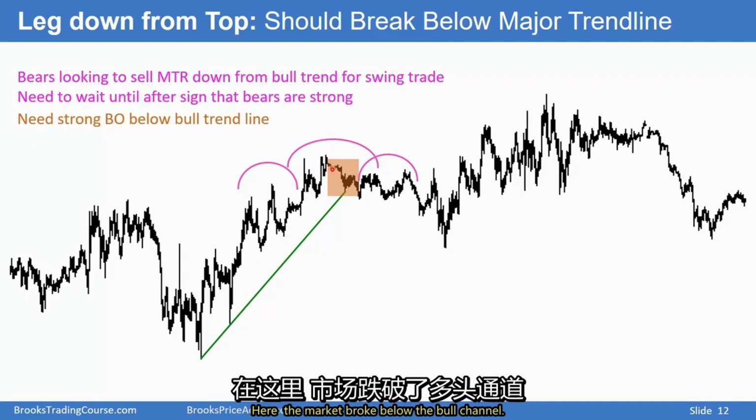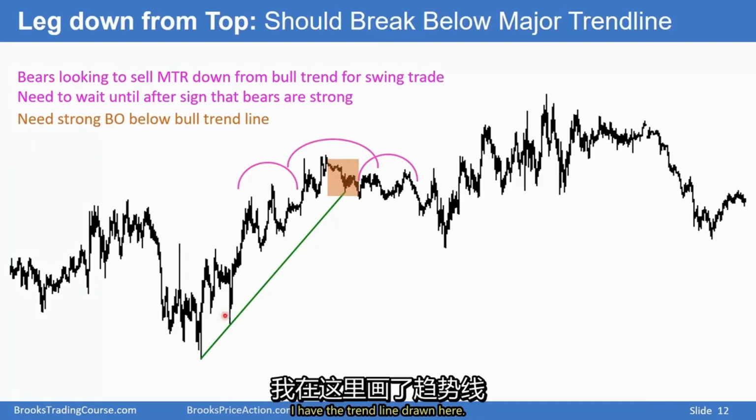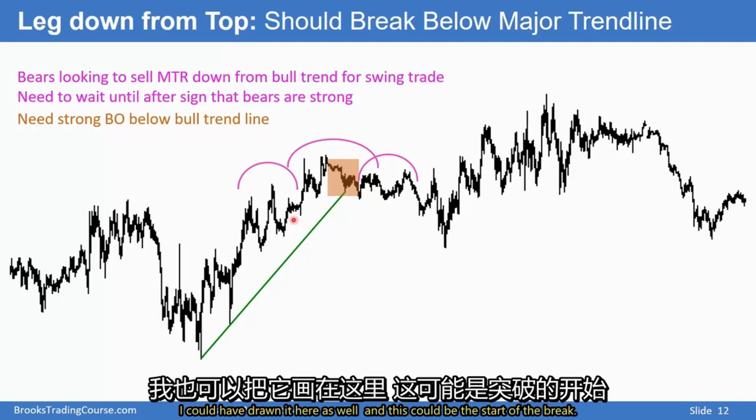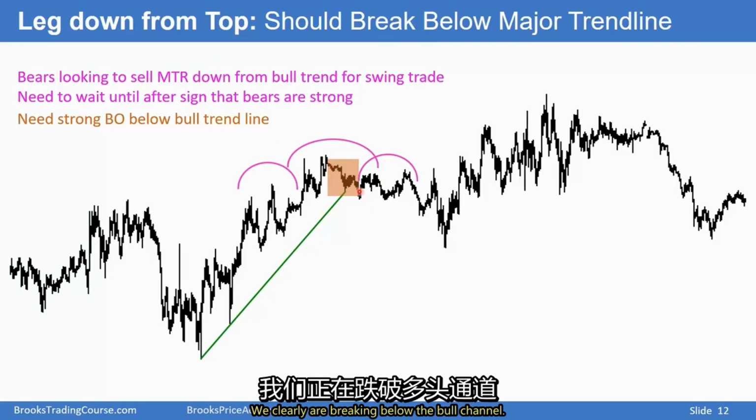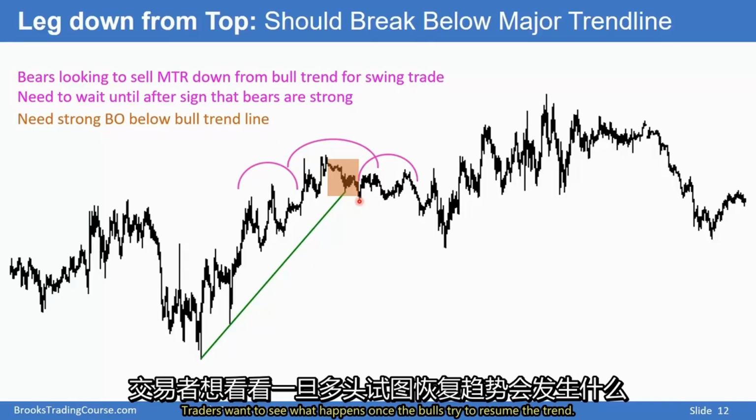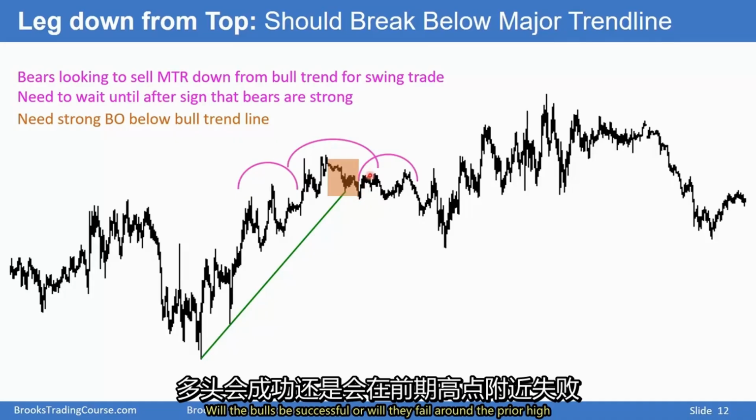Here, the market broke below the bull channel. I have the trend line drawn here. I could have drawn it here as well, and this could be the start of the break. It doesn't matter. We clearly are breaking below the bull channel. Traders want to see what happens once the bulls try to resume the trend. Will the bulls be successful, or will they fail around the prior high?